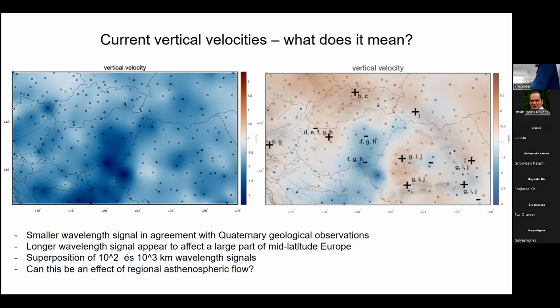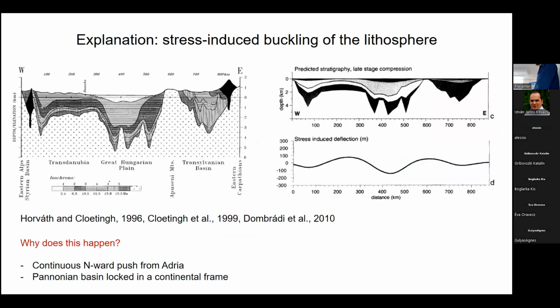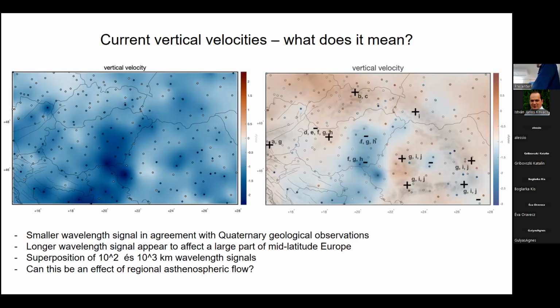So what could be the case is that we have a smaller wavelength signal, which is related to this process, for instance. Okay, so the buckling of the lithosphere, and the smaller, okay, this is in good agreement with quaternary geological observations. But then there is a longer wavelength signal, which appeared to be a slow subsidence for large parts of mid-latitude Europe. Okay, so maybe there is a superposition of these two signals. And the question is, how can we explain this? Okay, so this seems to be a very regional subsidence. So can this be an effect of regional asthenospheric flow?